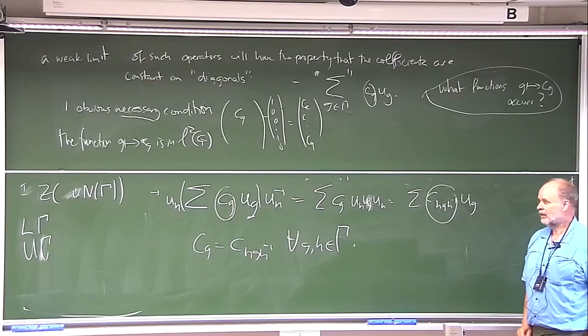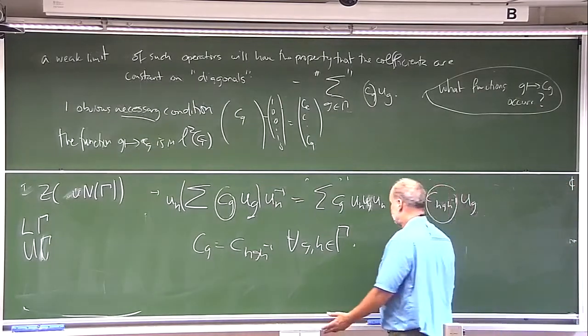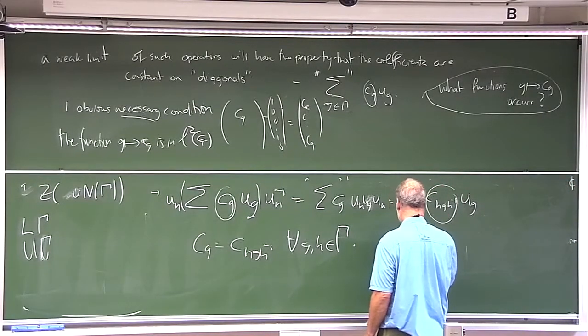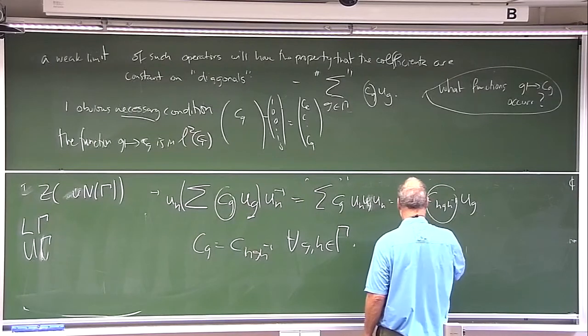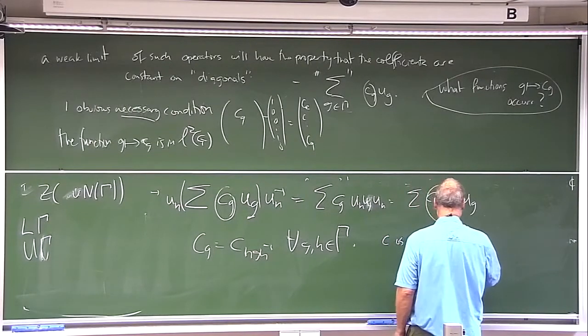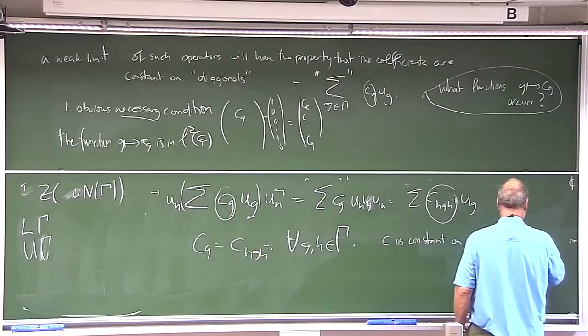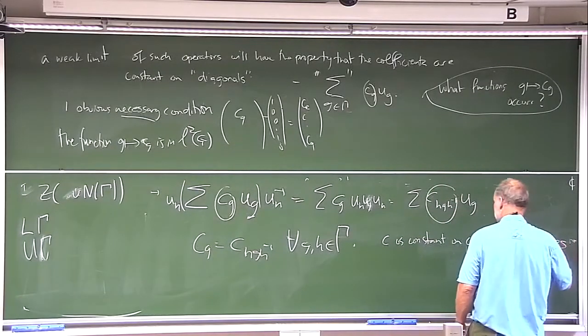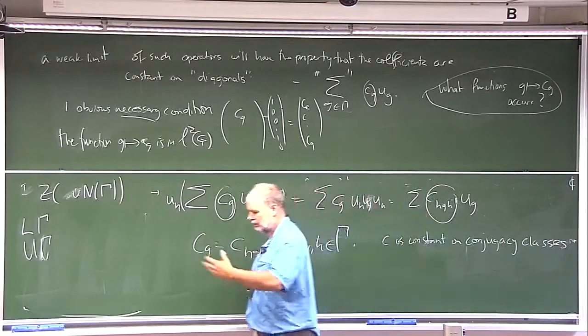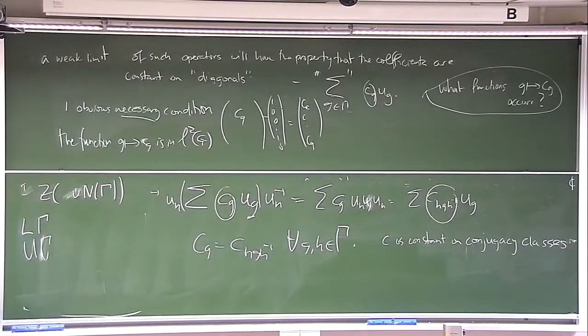So what does this mean? This means that C is constant on conjugacy classes. Remember, when you have a group, you can split it up into the conjugacy classes, which you get from starting with an element and conjugating it by everything else. This is of course very familiar to anyone who's done a course in finite group representation.